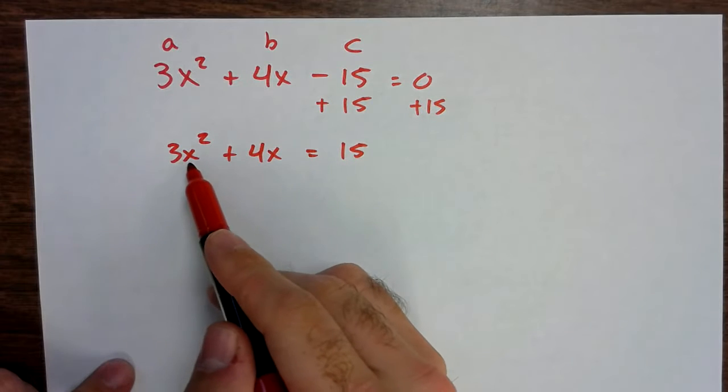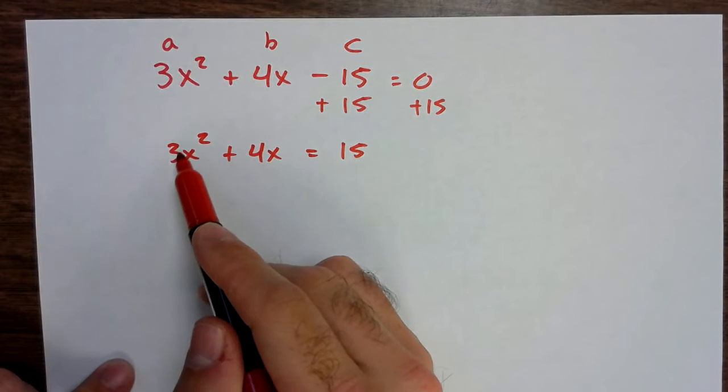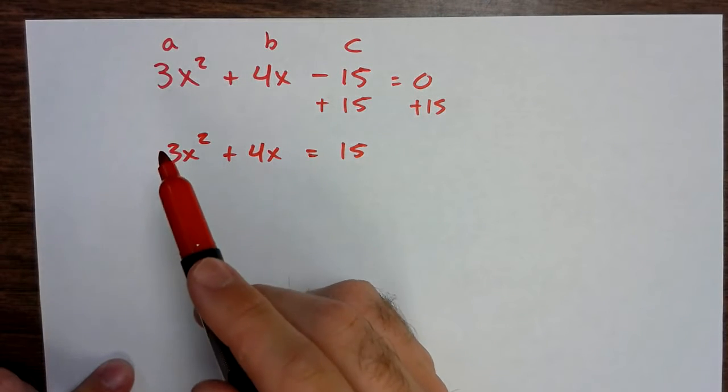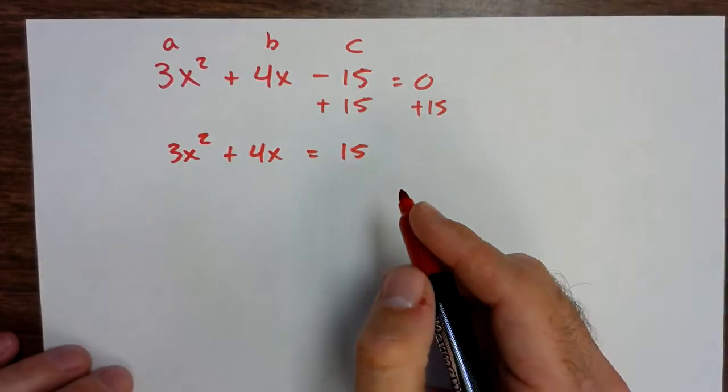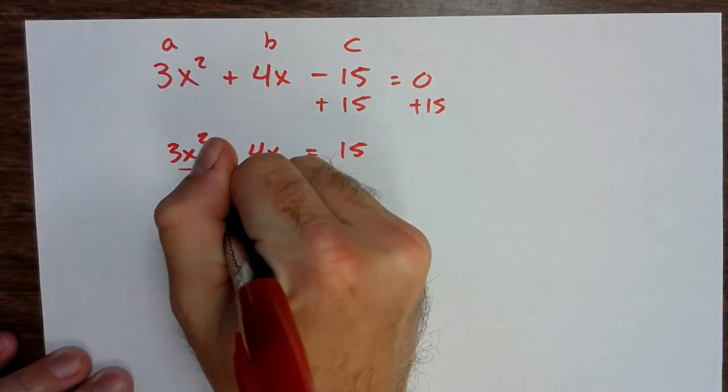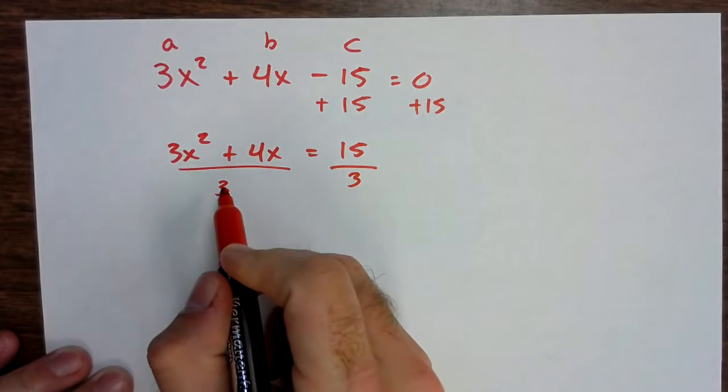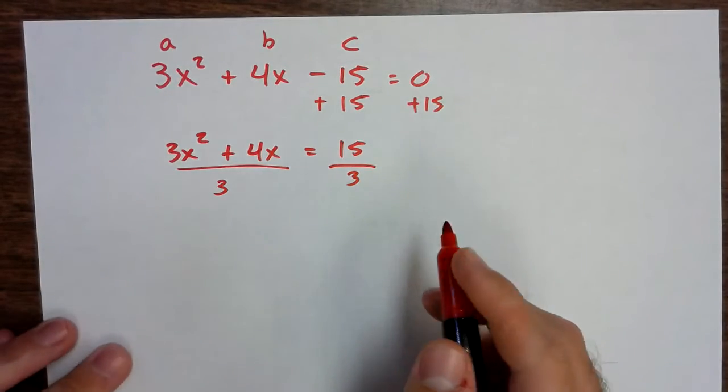Next step, I have to have my A term. So the A leading numeric coefficient here has got to be 1. So how can I do that? Well, I can do that by dividing both sides by 3. Now notice I said both sides. Both sides have to be divided by 3.